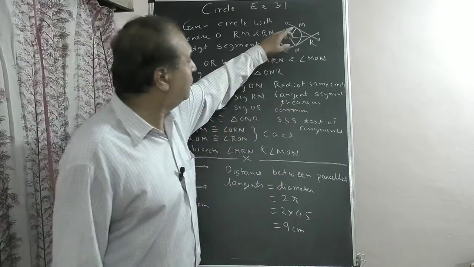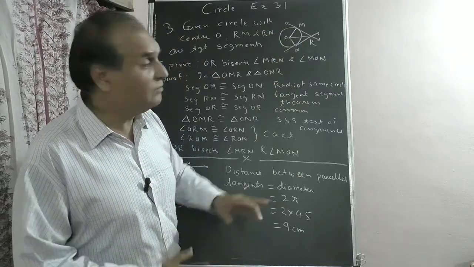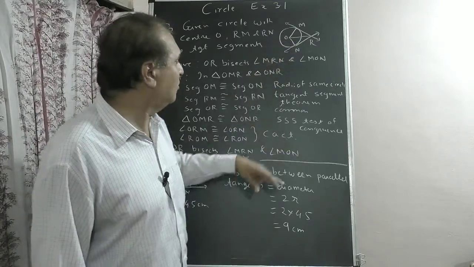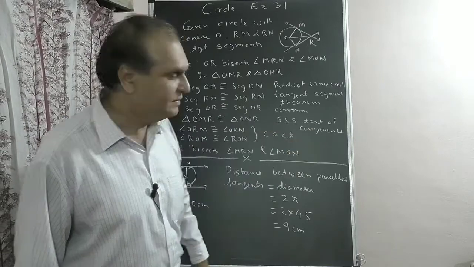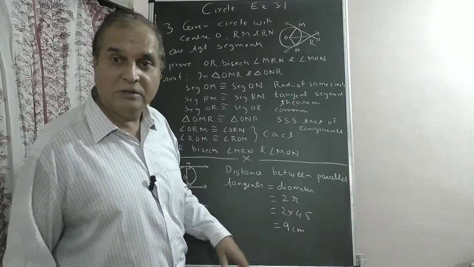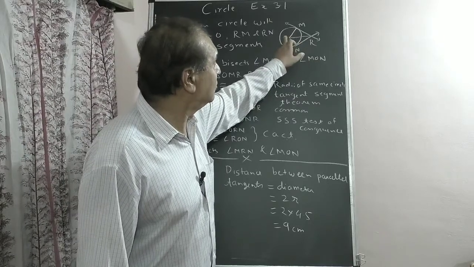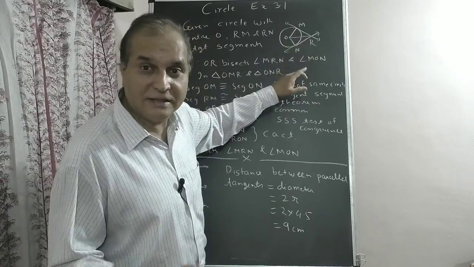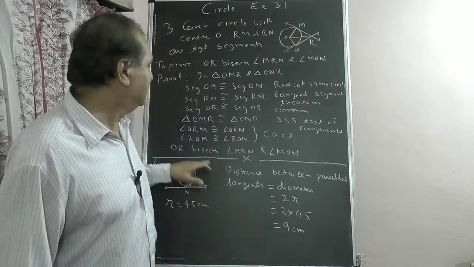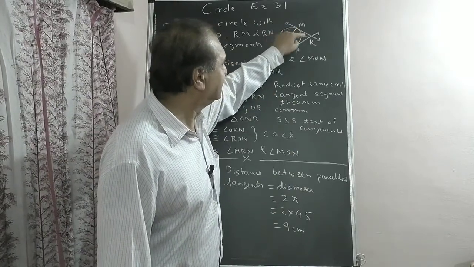Now you have proved that in both triangles all three sides are congruent, in the two triangles OMR and ONR. So the triangles are congruent by the SSS test of congruence. If the triangles are congruent, with sides we have already proved, then the corresponding angles must be congruent. So angle ORM is congruent to angle ORN, CACT. Similarly, angle ROM is congruent to angle RON, CACT. If these two angles are congruent, it means this is an angle bisector.